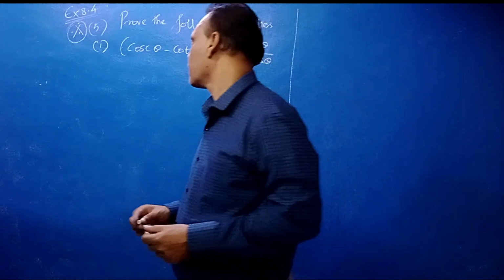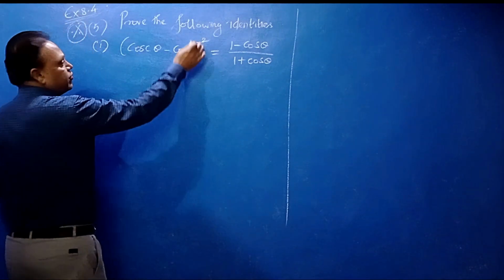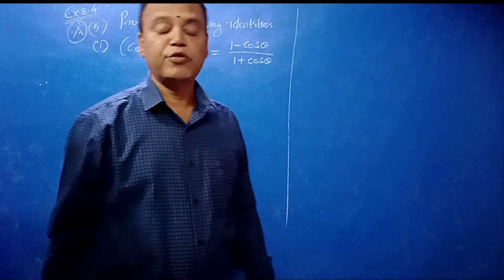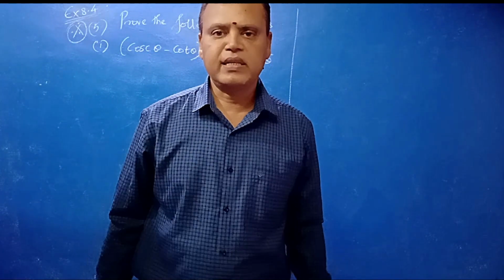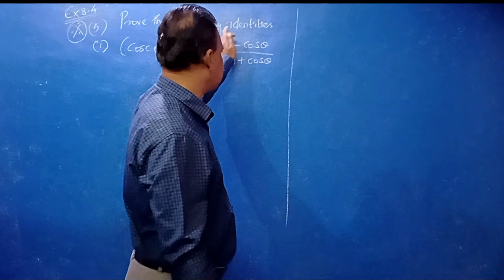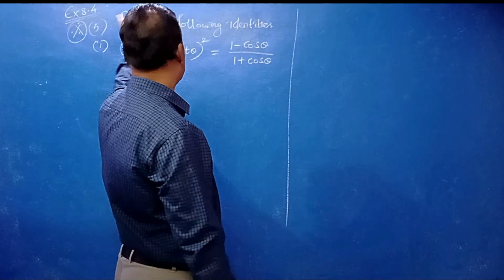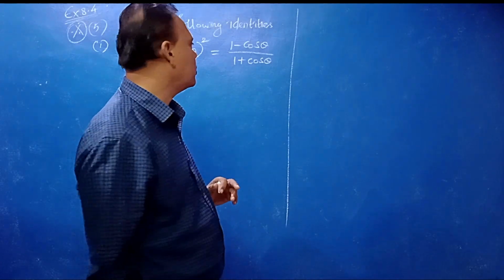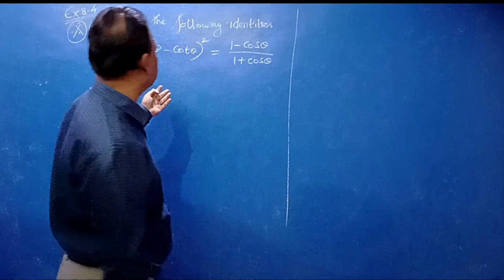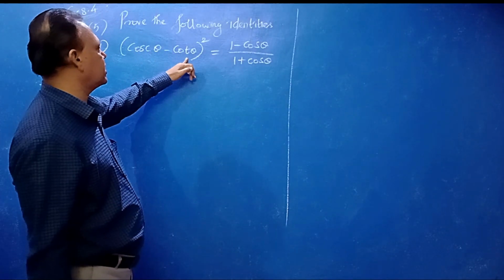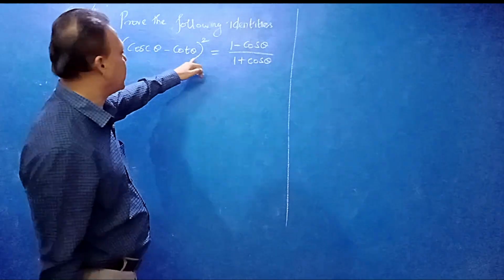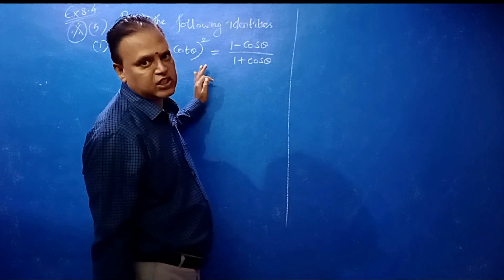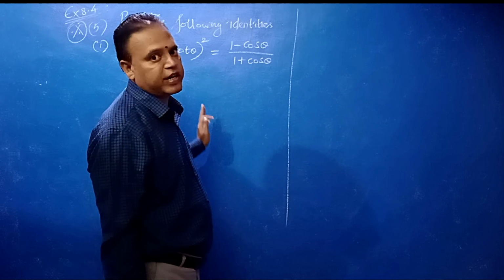Understand? First you take the left hand side. If you take the left hand side, you have to bring the right hand side. When you take the left hand side and simplify, you can bring the right hand side. That is the idea. Or you take the right hand side, then simplify and bring the left hand side. Either way you can do it. Clear? So for our convenience, since here we have to bring cosecant theta minus cot theta whole square, it is better to take this right hand side and simplify, and the left hand side will easily come. Even if you take the left hand side, you can also do it.